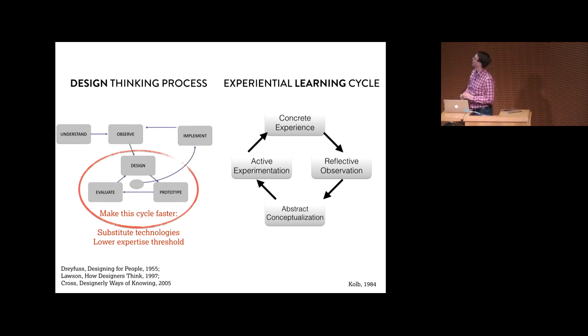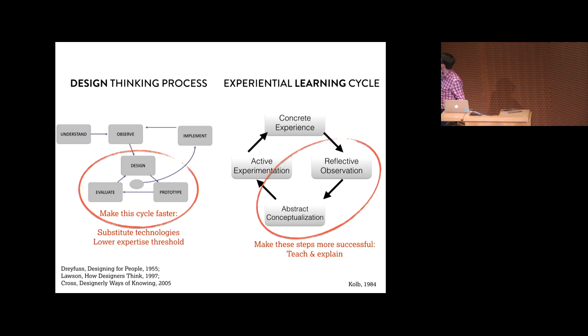I think there's also a second way to help. And that is, if you think about makers also as learners, as learning something fundamentally about the concepts involved in a domain, then they go also through a cycle of building something, reflecting on it, abstracting some generalizable knowledge, maybe through experimentation, and going through that cycle. And so I think we can also help by building tools that make reflective observation, understanding what this thing that you built is doing, more successful. So teaching, explaining, investigating.